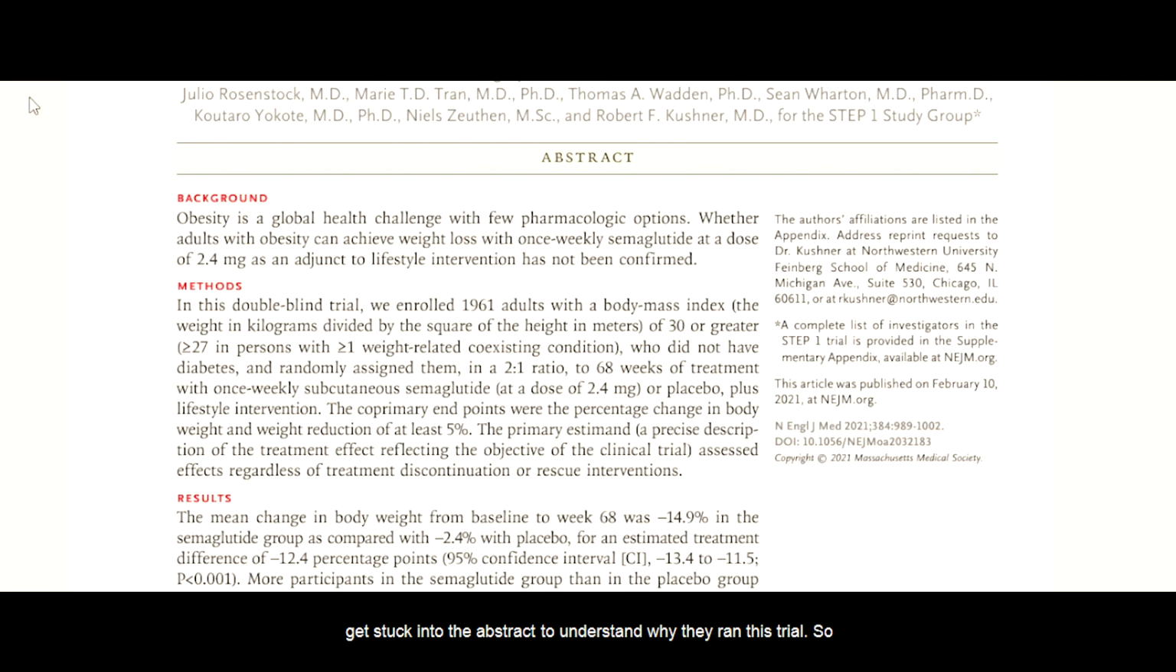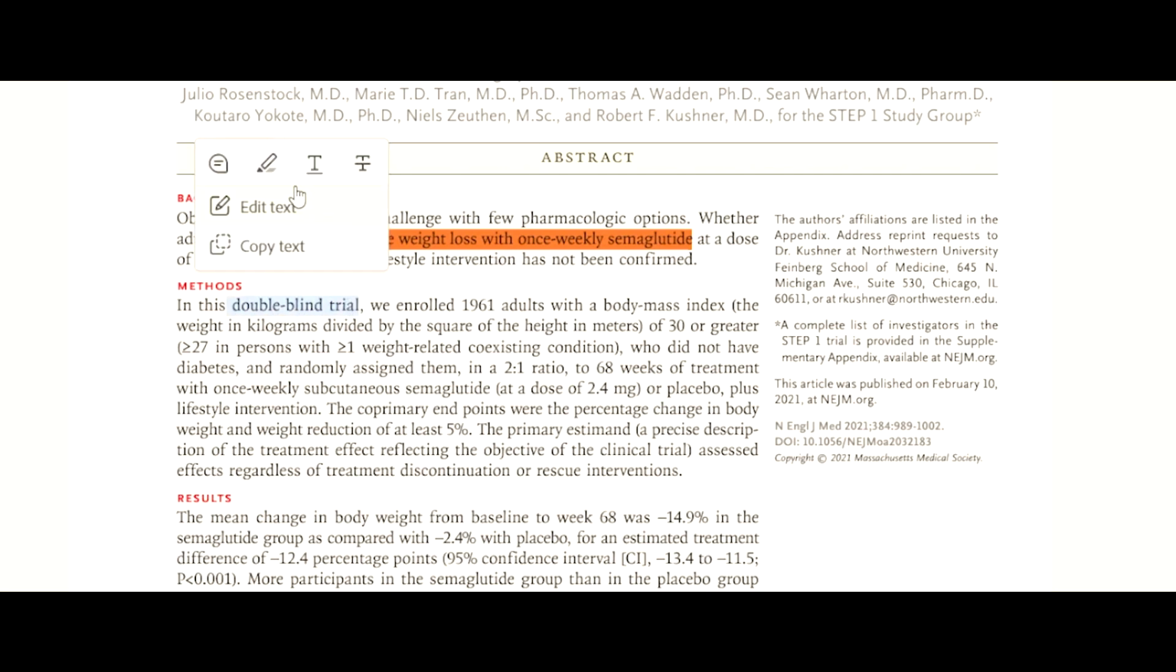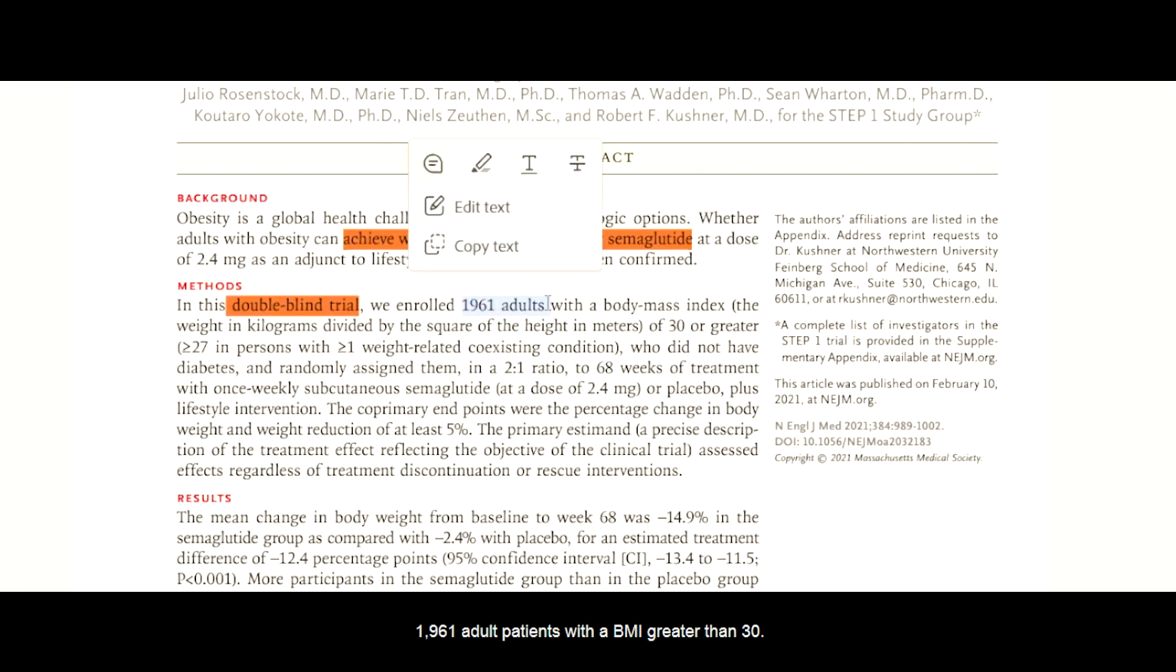So let's get stuck into the abstract to understand why they ran this trial. So obesity is a global health challenge, that's fine. They want to see if obese patients can achieve weight loss on a once weekly dose of semaglutide, which is Ozempic. They're using a double-blind trial. They have 1,961 adult patients with a BMI greater than 30.